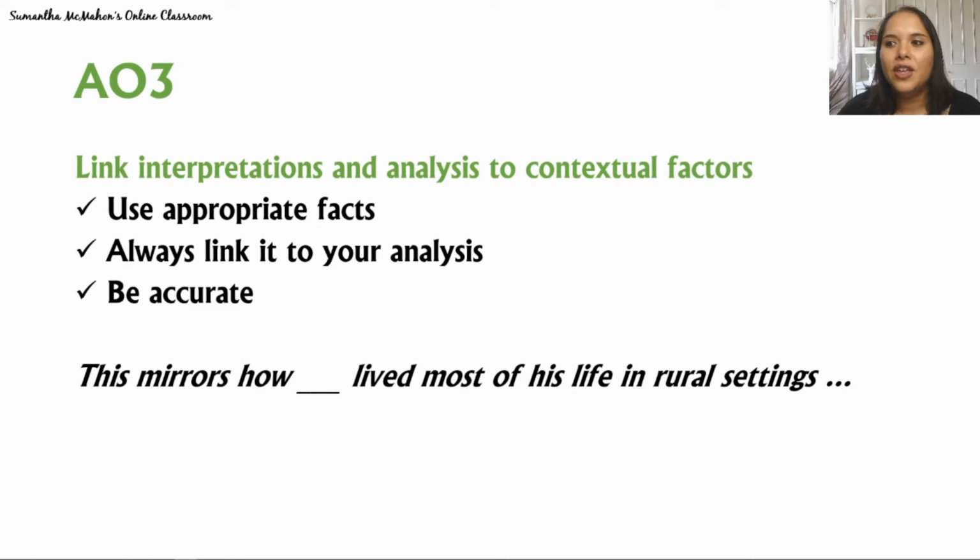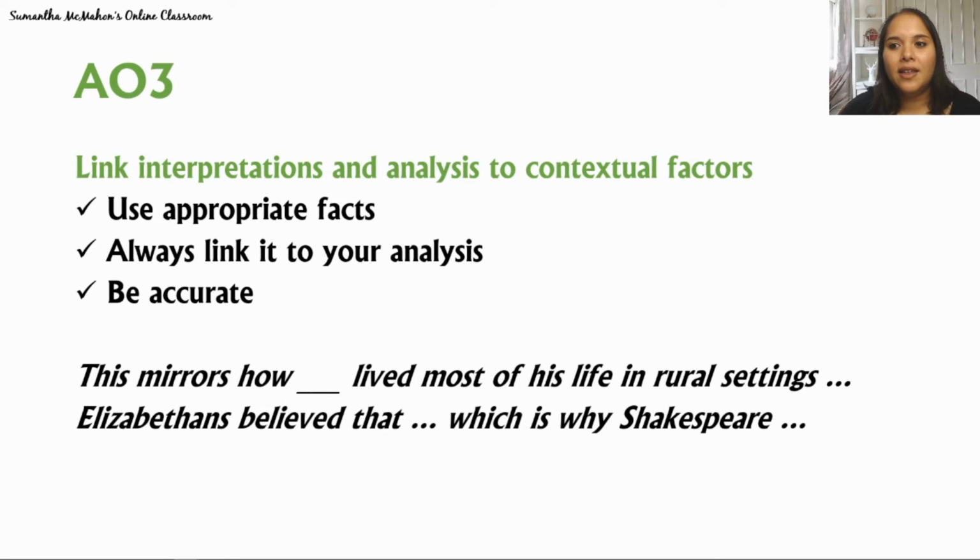So here are some examples. You could say something like, this mirrors how Shakespeare lived most of his life in rural settings. He didn't live in rural settings, I just chucked his name in there. But you want to link it. Can you see how I've linked it to whatever I was analysing using the word mirrors? Here's one that does apply to Shakespeare. Elizabethans believed in witches. They were very superstitious. They believed that witches were evil, which is why Shakespeare started Macbeth with witches to create an eerie tone and set the tone for the rest of the play. Can you see how I've really linked what Elizabethans believed in with the opening to the play?